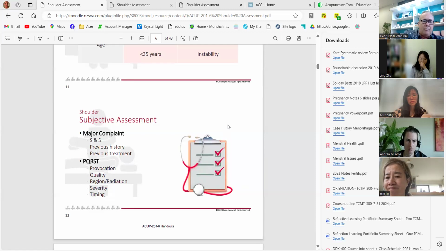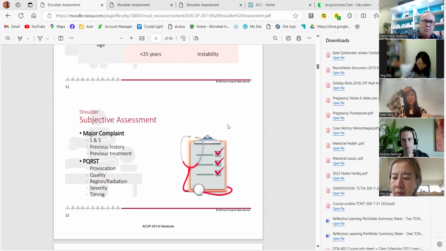Okay, so the subjective assessment: the major complaint, signs and symptoms, previous history, previous treatment. So those are the most important things, the first questions you're going to ask in trying to assess what is going on with the shoulder and how the shoulder is compromised. PQRST is provocation, quality, region, radiation, severity, and timing. So these are all the questions that you'll be looking at asking.